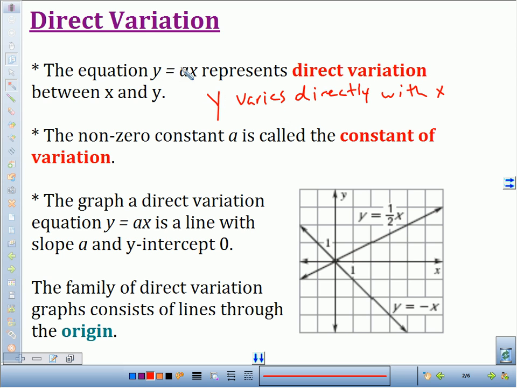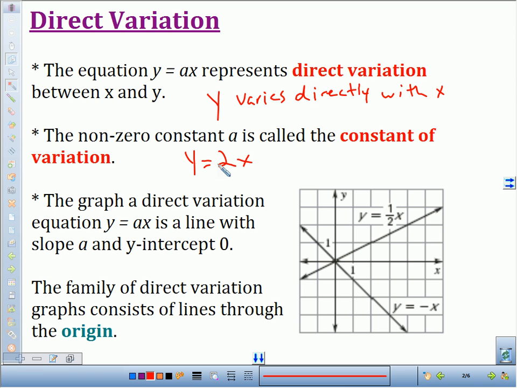Now, in the equation y equals a times x, a is a constant, right? We might have, for example, an equation like y equals 2x. A, in this case, would be 2. A, the constant of variation, of course, has to be a non-zero number. Can't be 0, otherwise the whole thing falls apart. And really the biggest challenge of a direct variation problem is figuring out what that constant of variation is.